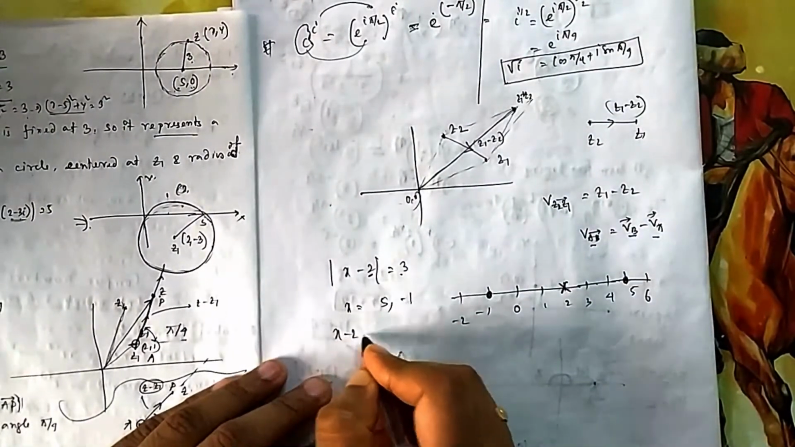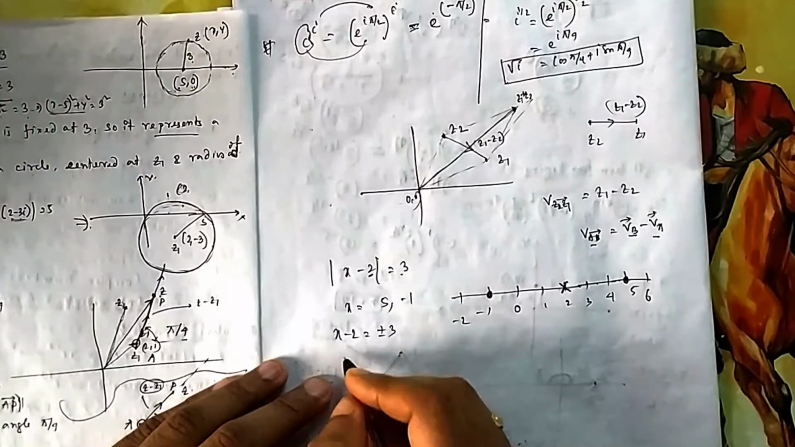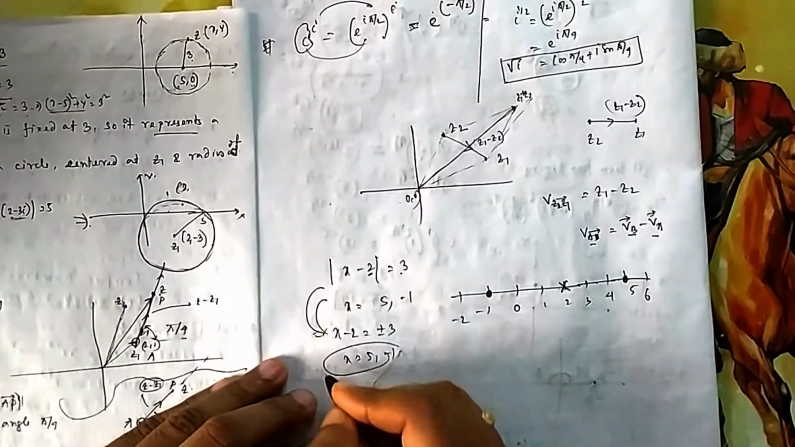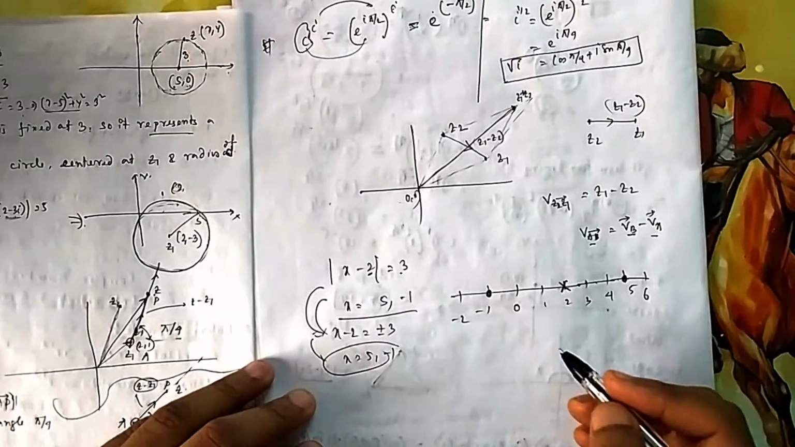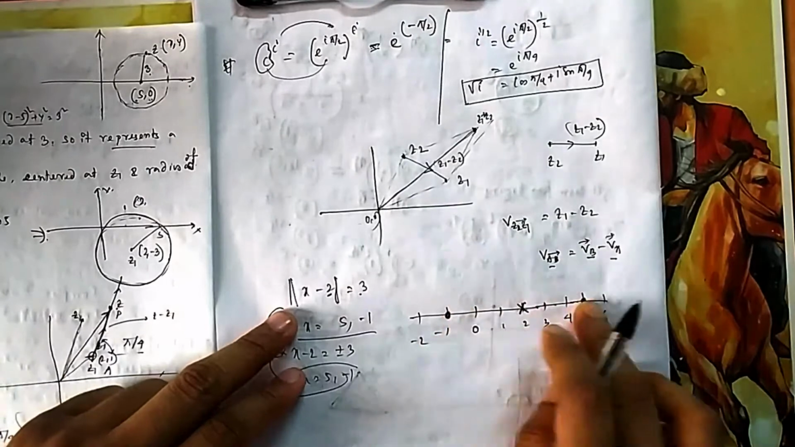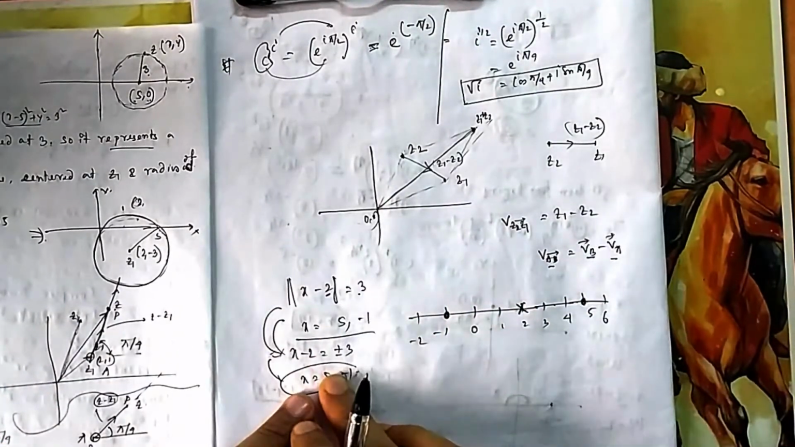So your x was either plus 5 or minus 1. How have you solved it? x minus 2 is equal to plus minus 3, so x is equal to either 5 or minus 1. Algebraically you solve it like this, and graphically this is the meaning. So the same meaning of mod remains, but here you can move only in one direction.